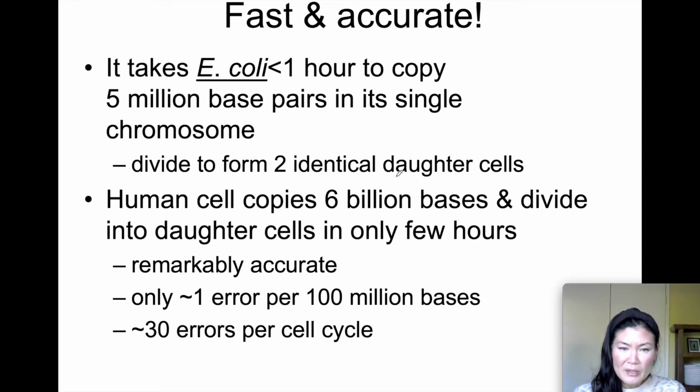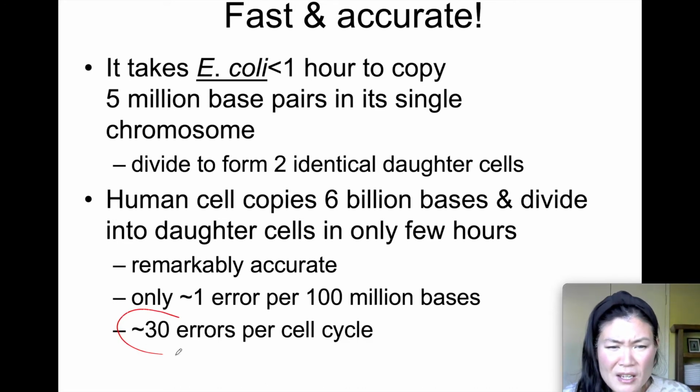It's remarkably accurate because of DNA polymerase 1. Only 1 in 100 million base pairs is there a mistake. Okay, so it's around 30 errors per cell cycle. And you might be thinking, Ms. Shem, 30 errors per cell division? That sounds kind of like a lot. I mean, can we afford to make that many mistakes?